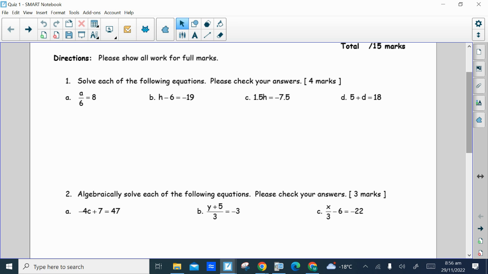So for the first one, it says solve each equation, check your answers. So again, when it says check your answers, that's worth, or it could be worth a mark. And if you don't, you might lose. So make sure you check if you're told to.